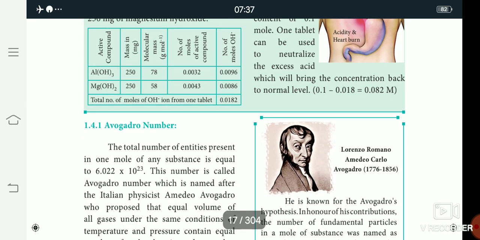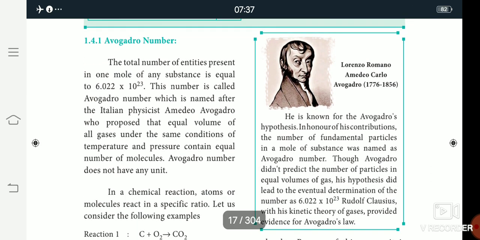The next topic is the Avogadro number. The Avogadro number is 6.022 into 10 to the power 23. It is the total number of entities present in 1 mole of any substance, which is equal to 6.022 into 10 to the power of 23.